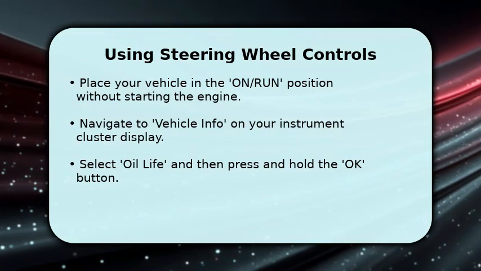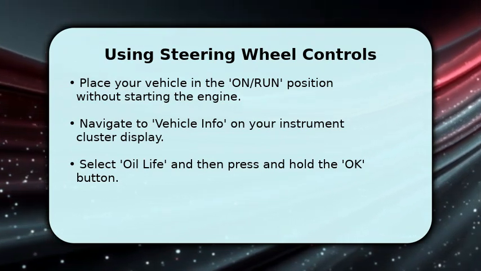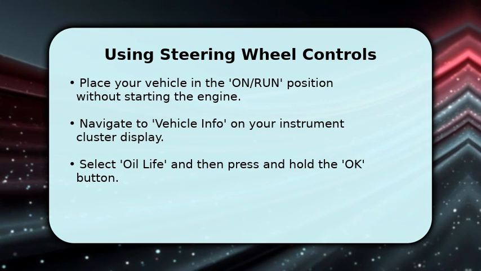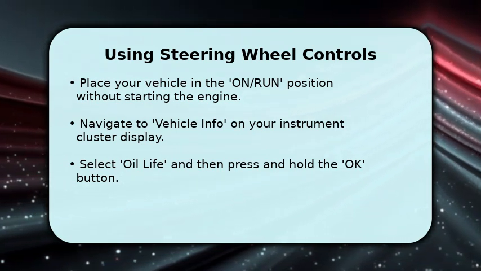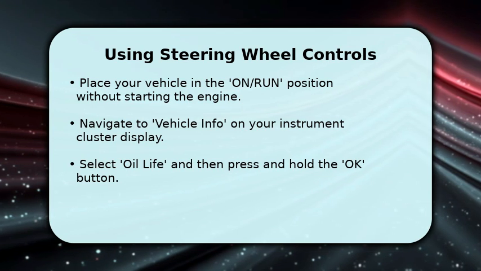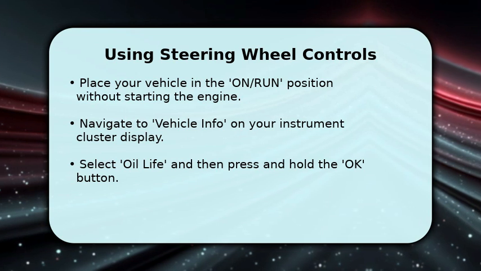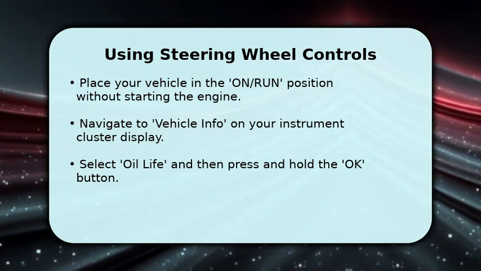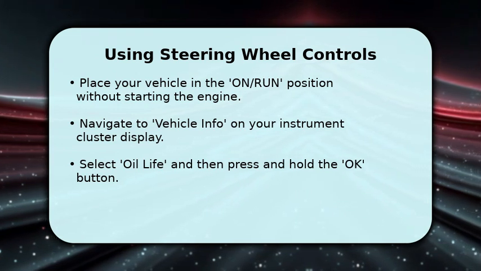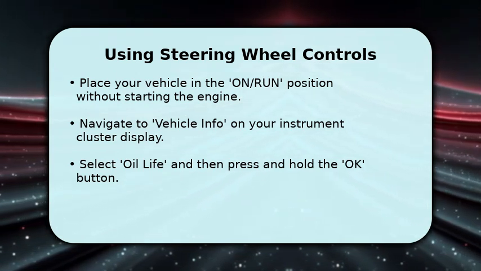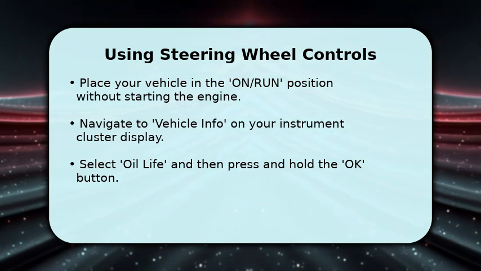One common method involves your steering wheel controls. First, ensure your Jeep is in the on/RUN position, but do not start the engine. Use the arrow buttons on your steering wheel to navigate through the instrument cluster display. Find the vehicle info menu, then scroll to oil life. Once there, simply press and hold the OK button until the display shows 100% oil life. It's a straightforward process that takes just a few moments.